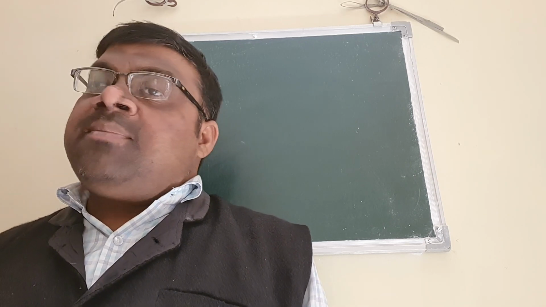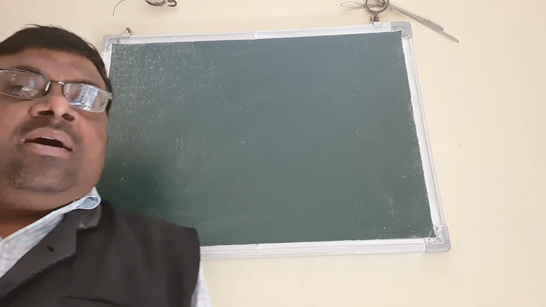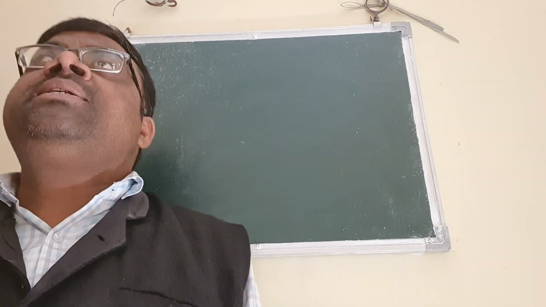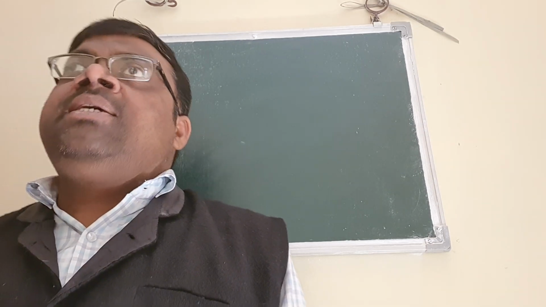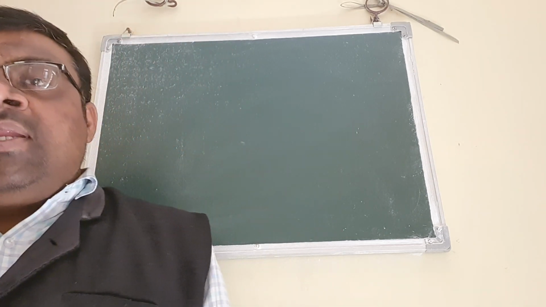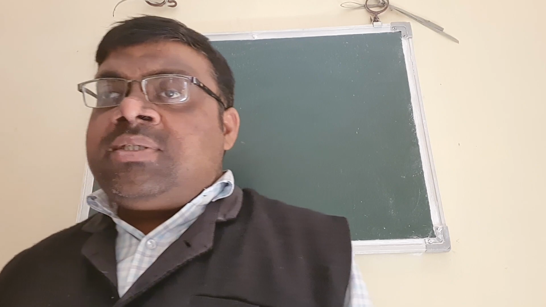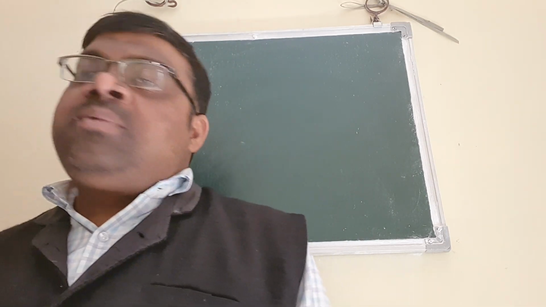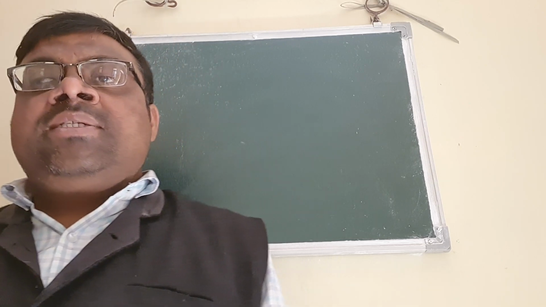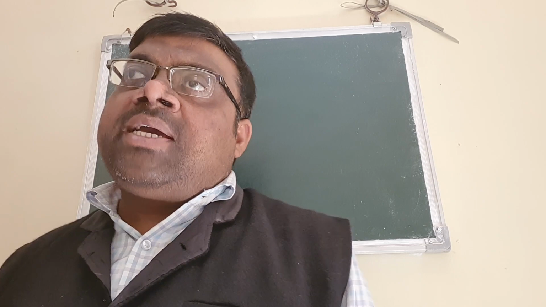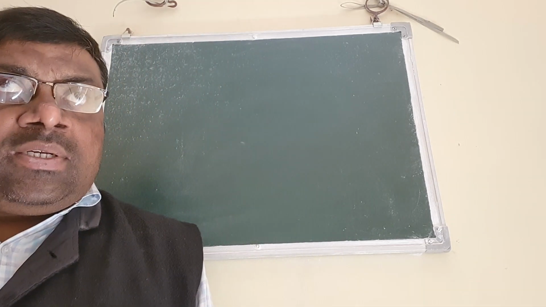So a question comes to us: what is inertia? Inertia is the tendency of a body to continue its present state and oppose a change in its present state. So if a body is at rest, it continues to remain at rest. When a body is in motion, it continues to remain in motion. So there are three types of inertia. Inertia of motion: when a body is in motion, it continues to remain in motion.